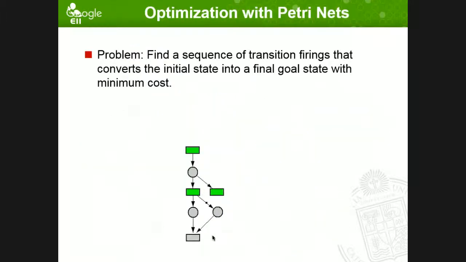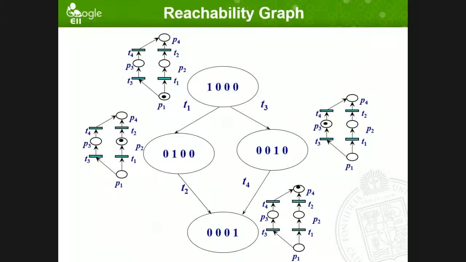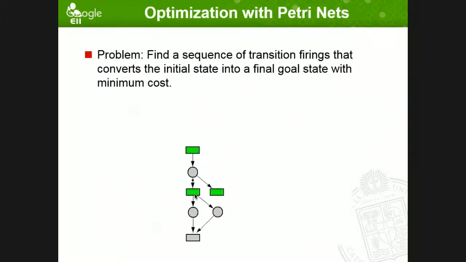Okay. Optimization with Petri nets, what is it? Basically, we have an initial state, and we have a desired goal state, and we want to find the path with the lowest cost, or the minimum path cost. For example, here, we have two paths. If we say this is the initial marking, and this is the goal marking, we can go either this way, or this way, and there are costs associated with firing a transition. And we have to look for the lowest cost path. So this is our problem.